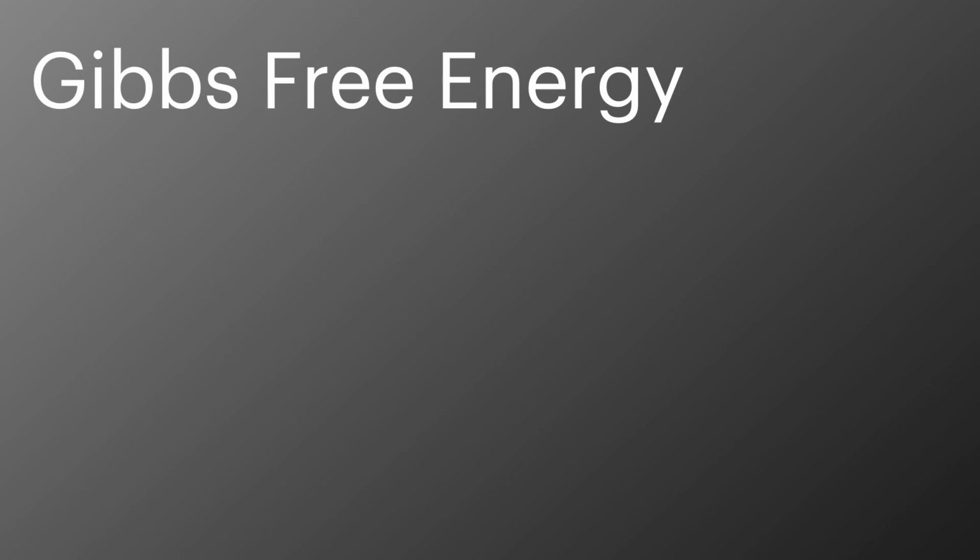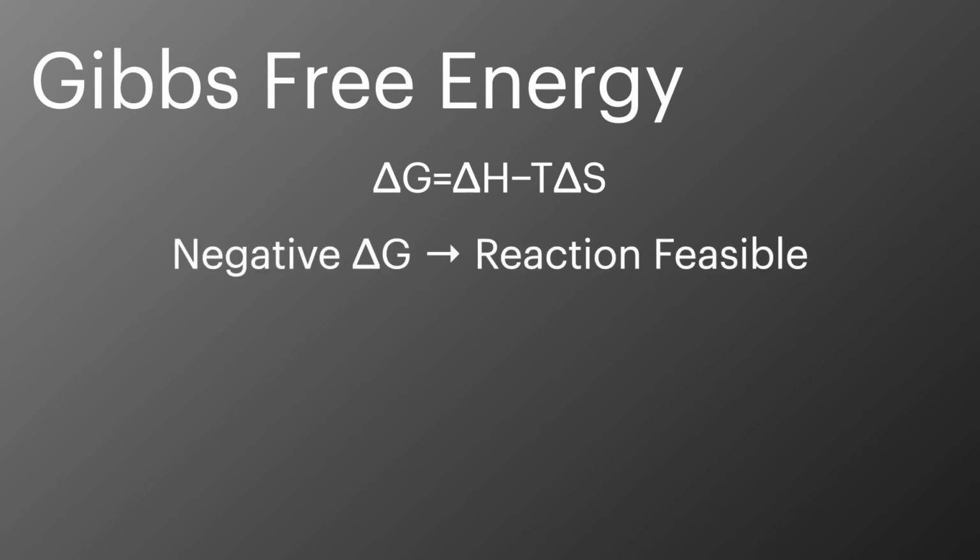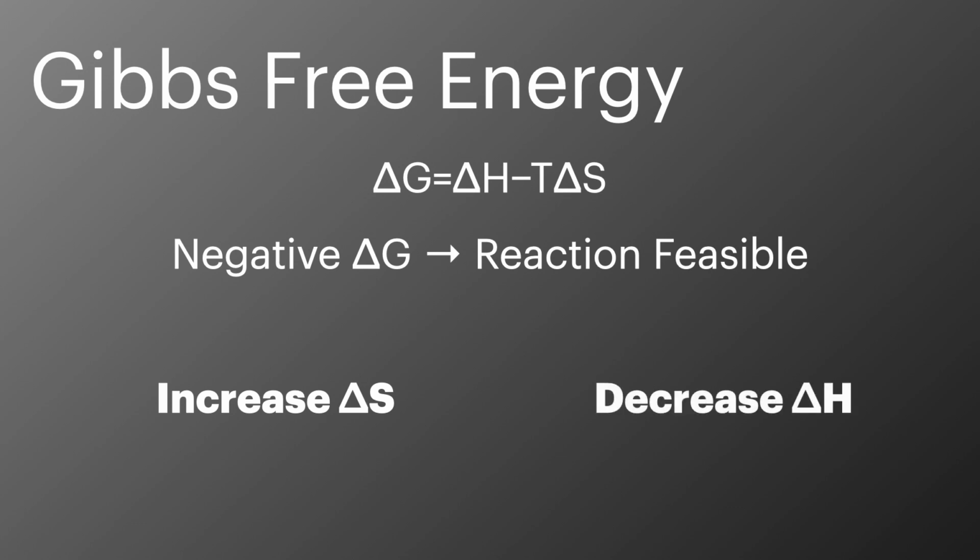The main highlights that we're interested in then is that Gibbs free energy delta G equals delta H minus T delta S. Now, what we need to remember from that is that when we have a negative delta G, we have a reaction which is feasible. One of the ways that we can have a more negative delta G is by increasing the delta S, or the change in entropy. We could also decrease the change in enthalpy.